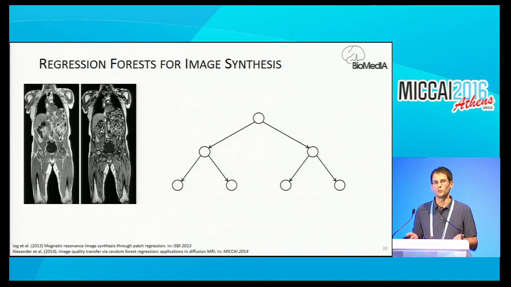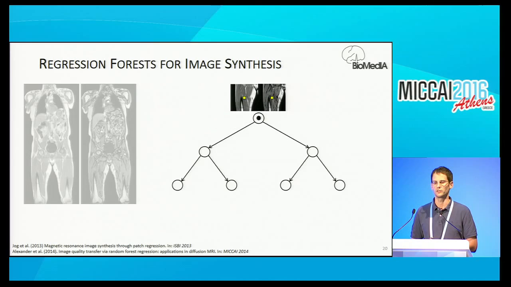Now, we employed regression forests for this because it was shown in previous work that they work reasonably well for image synthesis problems. Regression forests are relatively easy to implement, and the way they work, we look at patches of our input data. We can extract features from there, for instance, using popular randomized box features, which then allow us at training time to cluster the training data.